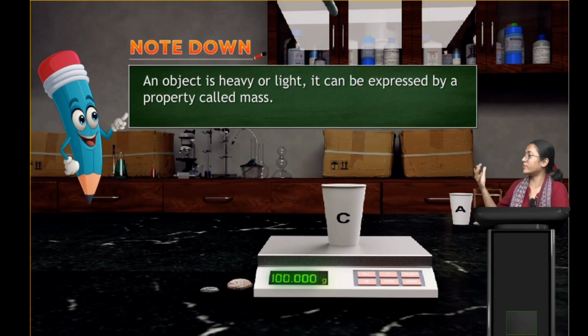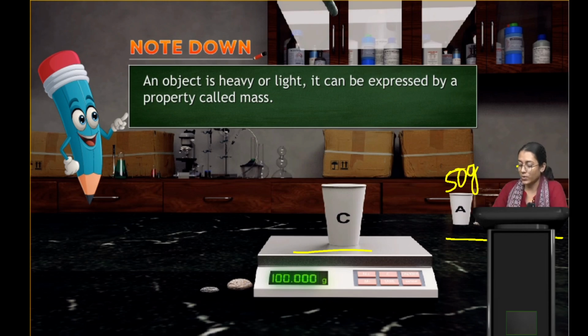Now who can tell me which one will have more mass? Cup A, cup B or cup C, which one has more mass? It was 50 grams, it was 75 grams and it is 100 grams. Which one has more mass? Very good, it's very easy. 100 grams will have more mass.